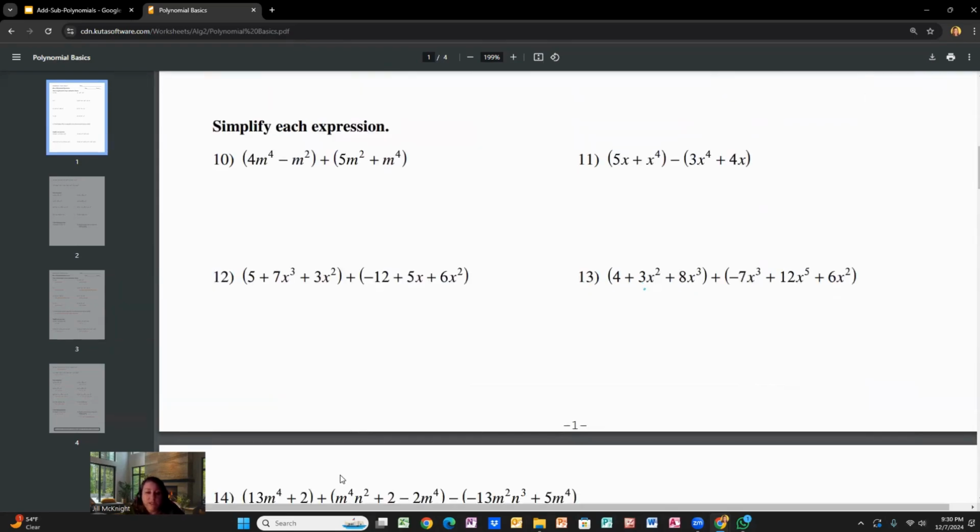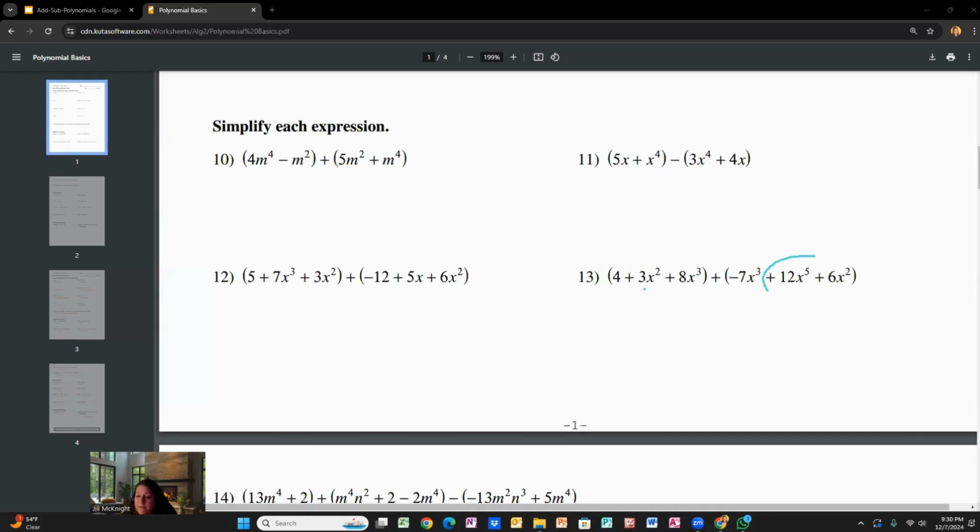Let's do number 13. All right, so go ahead and write that down, pause, and I'll come back and we'll do that one together. Adding polynomials. All right, did you figure it out? So what I'm going to do is circle like terms.